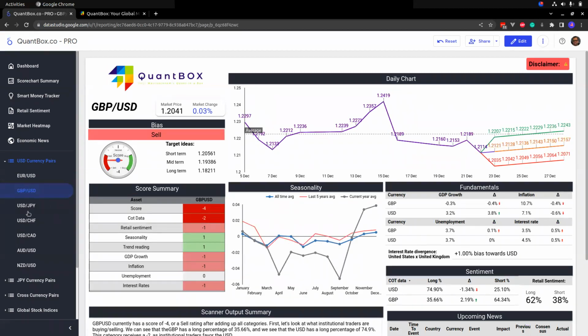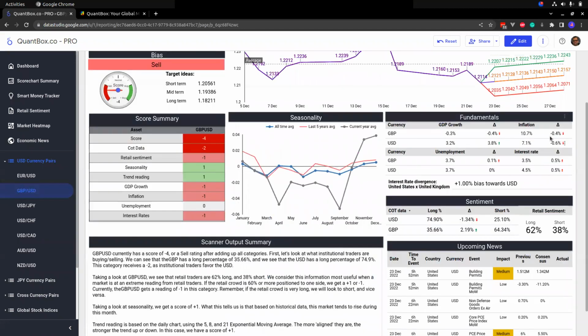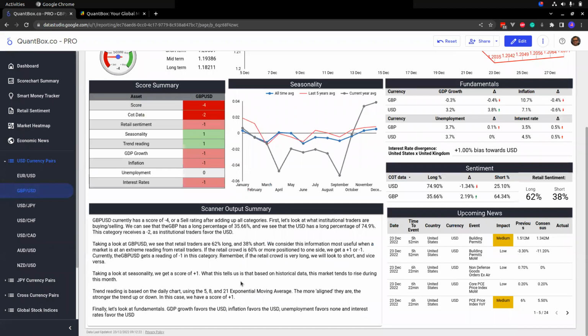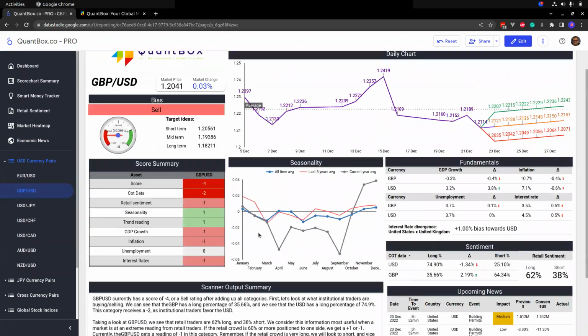To find that for all of these currency pairs and something that's consistent across all of them is beautiful. Your fundamental data is just right over here in terms of inflation and interest rates. It scores everything across a number of data points and gives you a beautiful summary. It's gorgeous. It really, really is amazing.